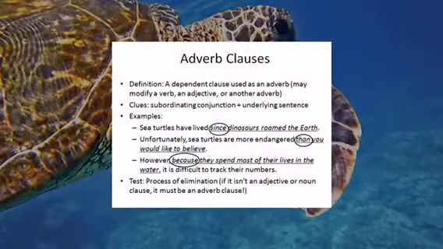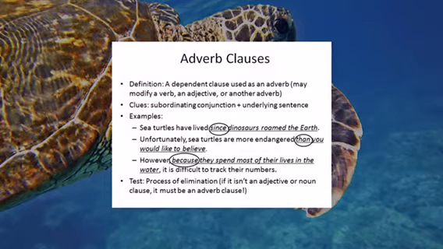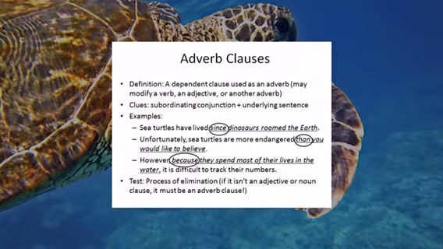Finally, we'll learn how to identify adverb clauses, a type of dependent clause which functions as an adverb. Remember that adverbs can modify verbs, adjectives, or other adverbs, so this makes adverb clauses a bit more difficult to test for. The easiest way to identify an adverb clause is simply to use process of elimination. If it isn't an adjective clause and it isn't a noun clause, it must be an adverb clause. However, there are still a few clues.